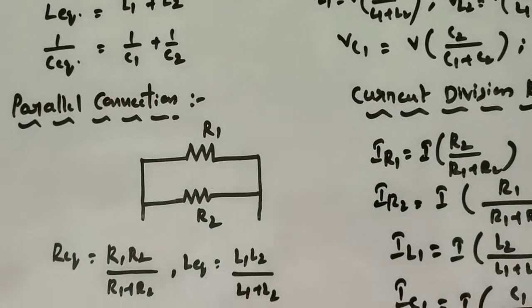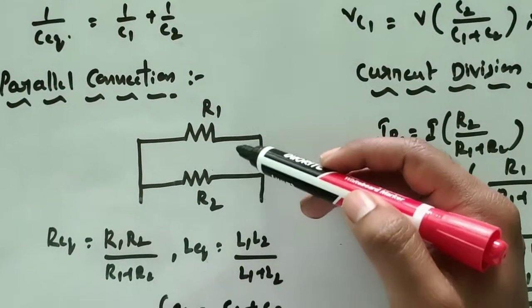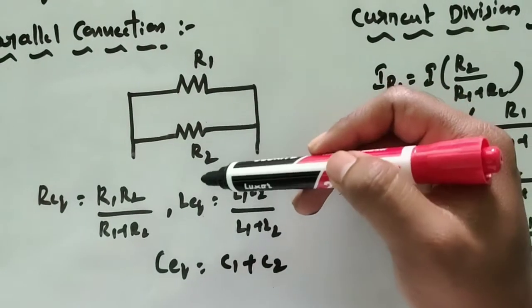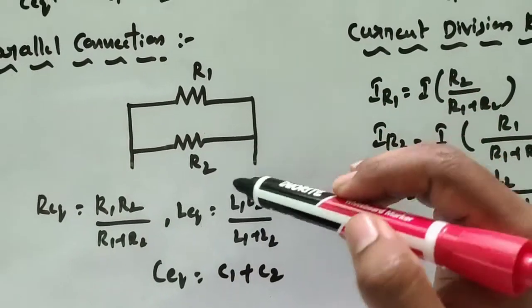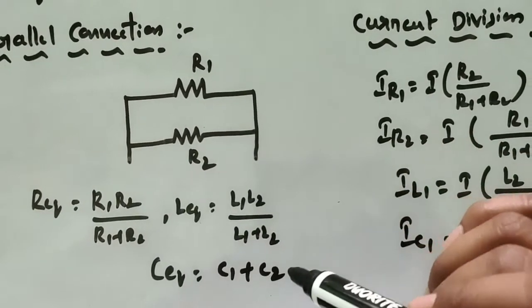And then here is the parallel connection. If you clearly observe the parallel connection, the two resistances are connected in parallel. So the equivalent resistance is given by R1 R2 by R1 plus R2, and L equivalent is given by L1 L2 by L1 plus L2, and C equivalent is given by C1 plus C2.